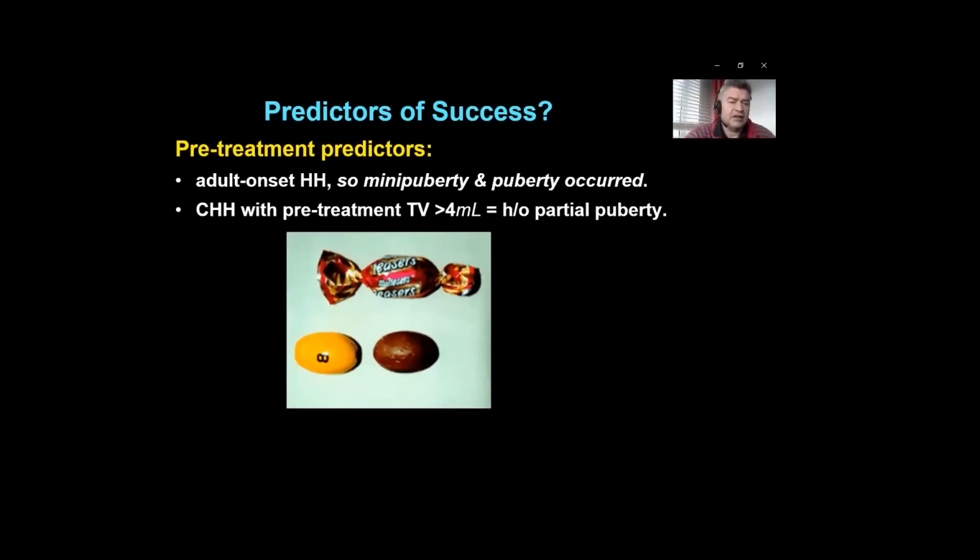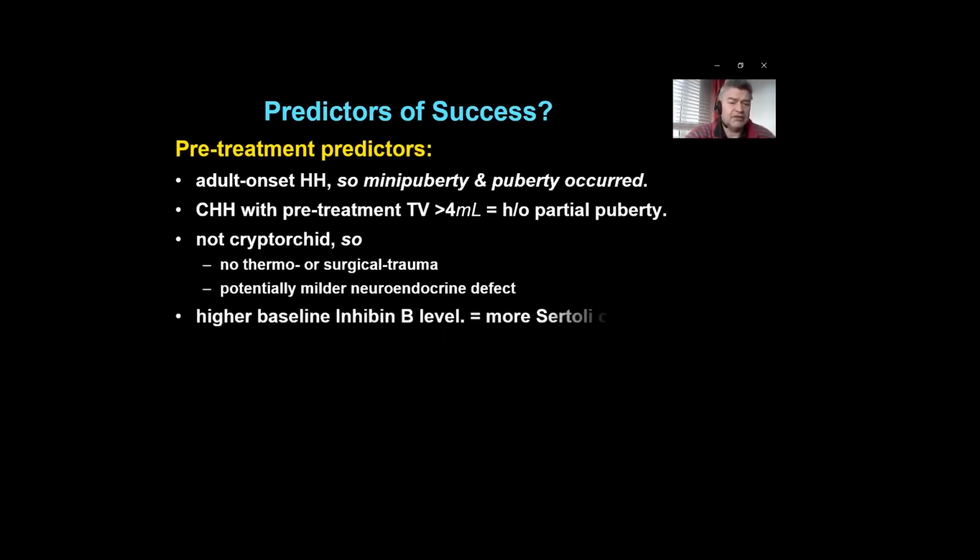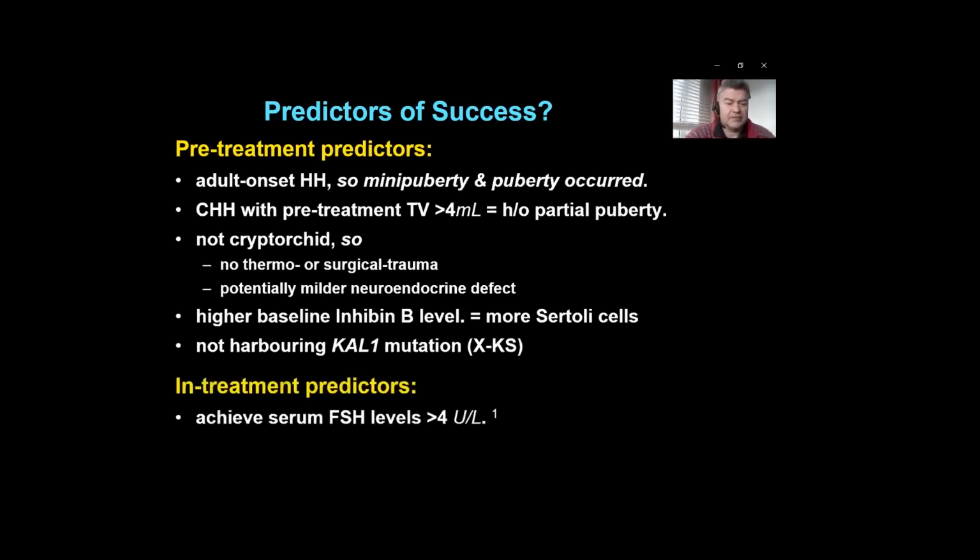And so certainly having adult onset hypoc, having been through mini puberty and puberty already, is a positive predictor. Having testes bigger than 4 mil, indicating partial puberty, is also a good thing. Not being cryptorchid is good, so there's no thermal or surgical trauma, and potentially indicating a mild underlying neuroendocrine defect. Having a higher baseline inhibin B level is good, which basically tells you you've got more Sertoli cells, and not having a CAL1 mutation, or some posting X-linked Kalmans.